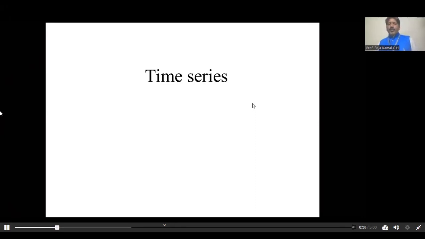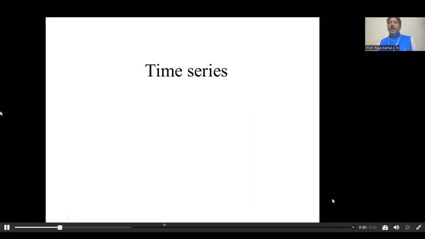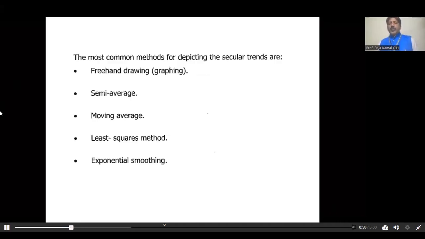So what are we actually going to do in time series, and how are we going to predict the value? What are the different methods in time series? After explaining the graphical method, I'm going to end this video. The most common methods for depicting secular trends are the freehand diagram, that is the graphical method, semi-averages method, moving averages method, least square method, and exponential smoothing method. These are the methods that are available for linear trend.